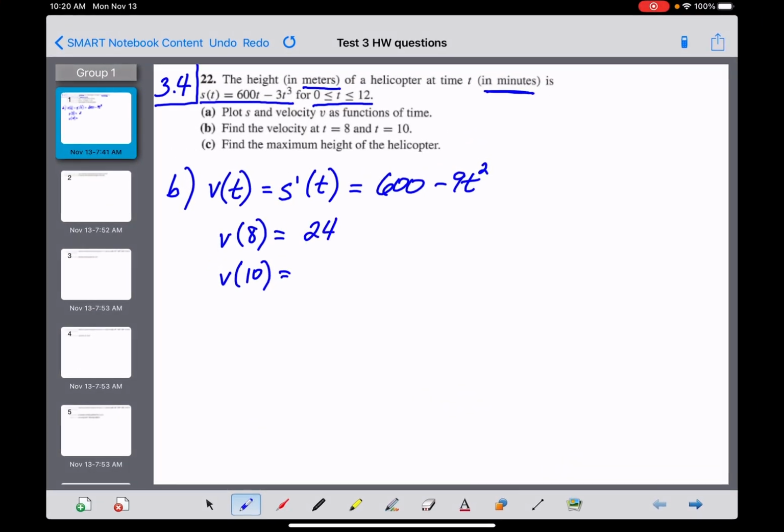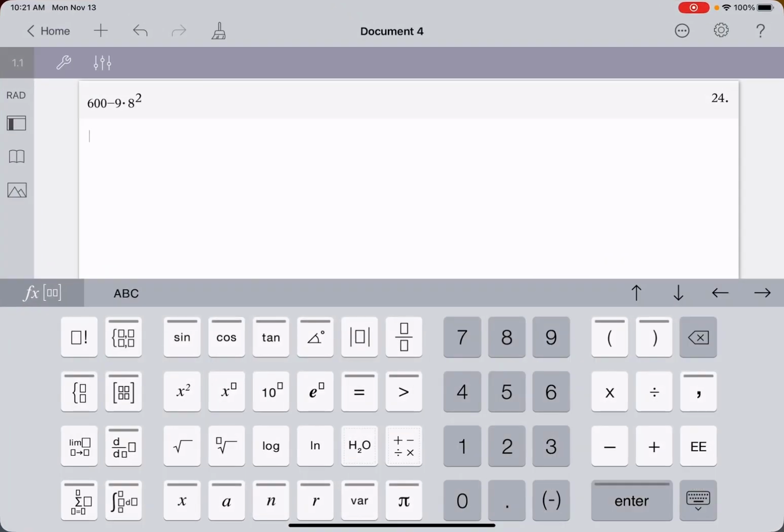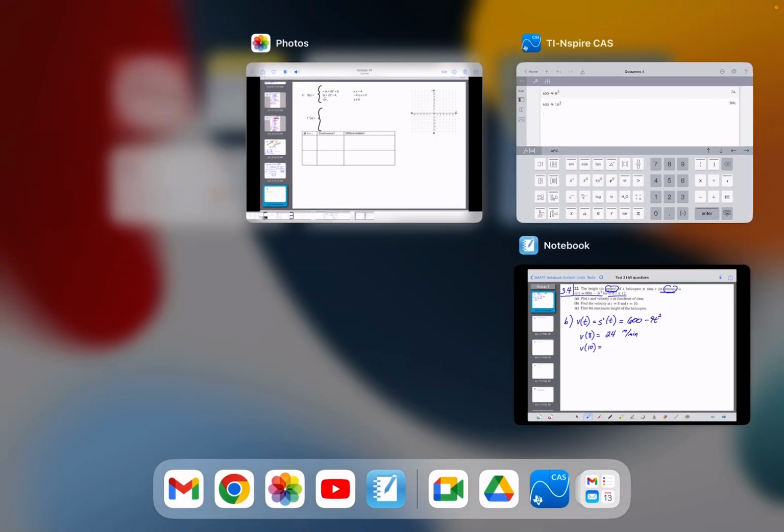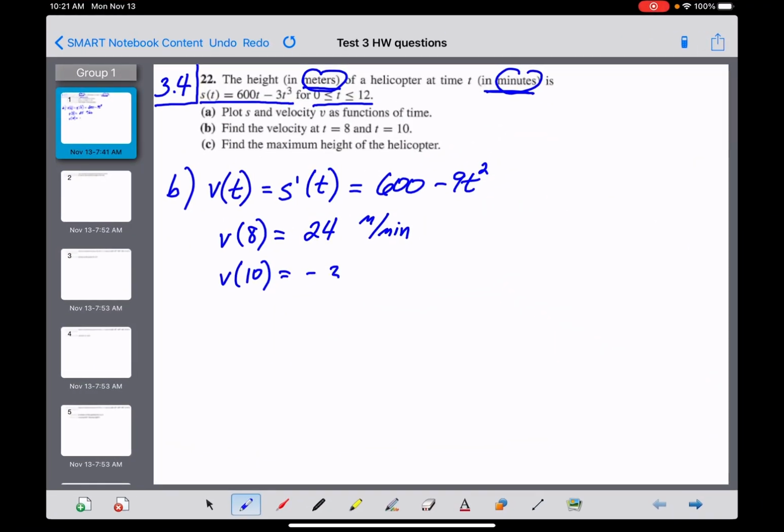Now they didn't ask for units, and I would generally tell you guys not to provide it if they didn't ask for it, but since we know here we were talking about meters for distance and minutes for time, that is going to be a rather odd velocity unit of meters per minute. That's what it is. And let's see, putting in a 10 now, I have a funny feeling how this might work. Let's see if I'm right. 600 and then minus 9. This time our time value is 10, and we're going to square that. Nope, I was wrong. All right, we ended up with negative 300 then for the velocity at this moment here. So negative 300, gotcha, meters per minute.